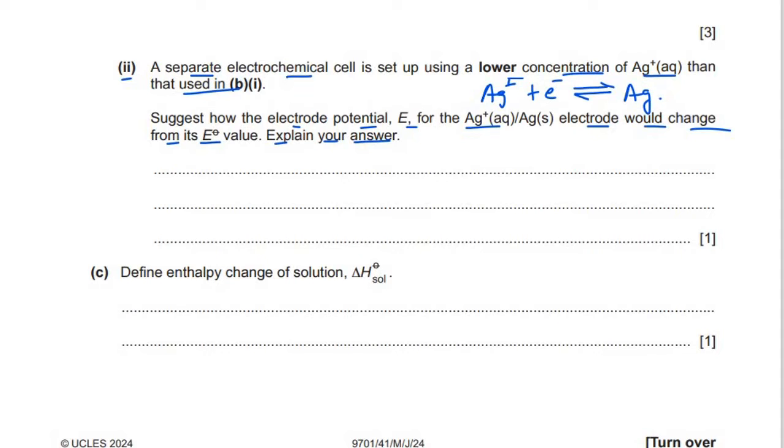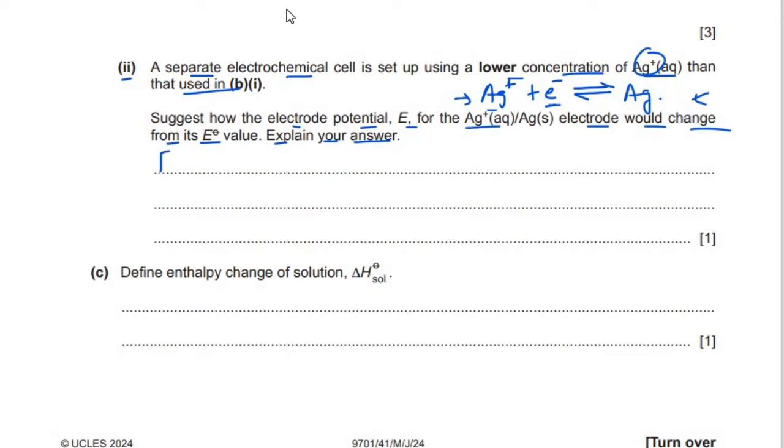silver this way. Now what is asked is that the silver ions are at lower concentration, so the left hand side is having a lower concentration than the usual one. In that case, if the lower concentration is used, then the equilibrium shifts left side, and that is why if silver ions are increased, the electrons will also increase. So in that case, if the electrode potential value is positive, it will become less positive, or if it's negative, it will become less negative. So it's asked, suggest how the electrode potential E for the silver ion silver electrode would change.